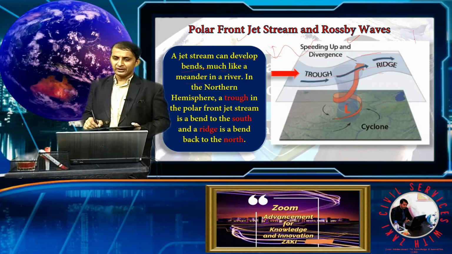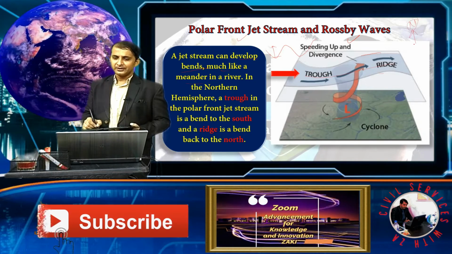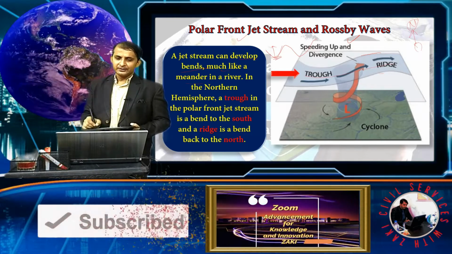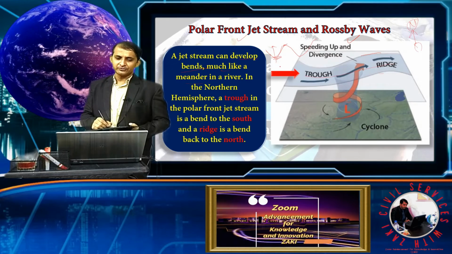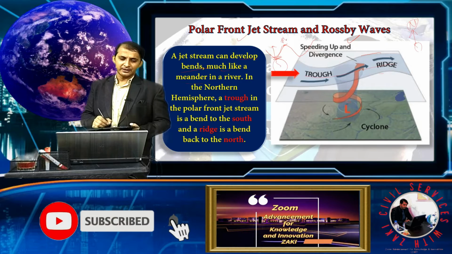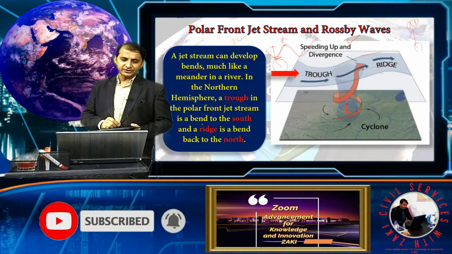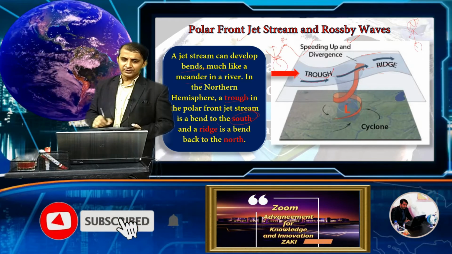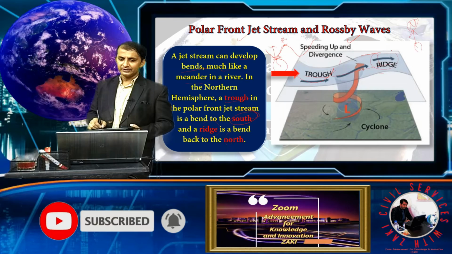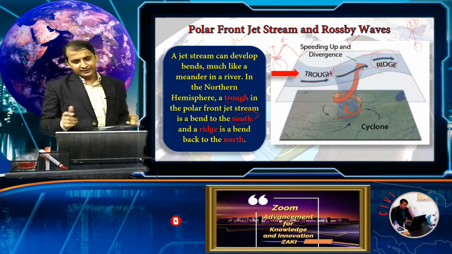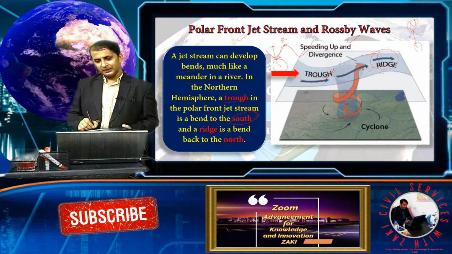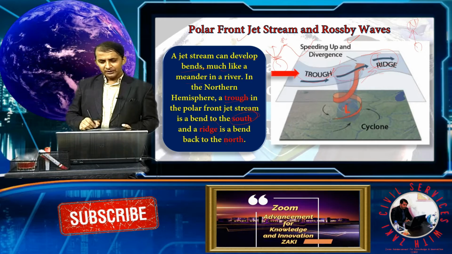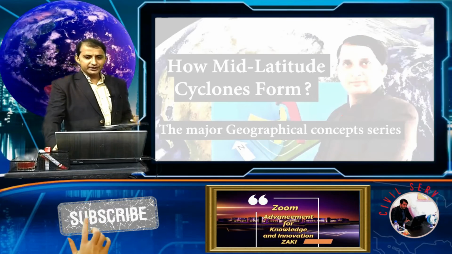As you know, in the northern hemisphere we know north here and south here. So the trough's top is on the south side and the ridge is on the northern side. So the trough in the polar front jet stream is bent towards the south, and the ridge is bent towards the north. So as the ridge bends towards the north and goes to the upper level, it creates a low pressure zone near the surface. So see here.